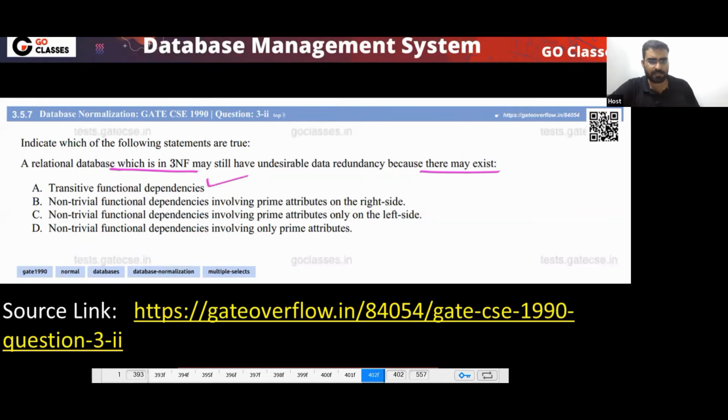What about the next? Non-trivial functional dependency involving prime attributes on the right hand side. This is also fine, right? No problem.